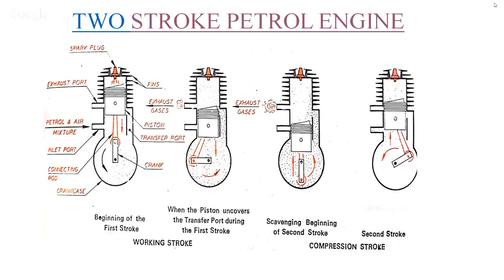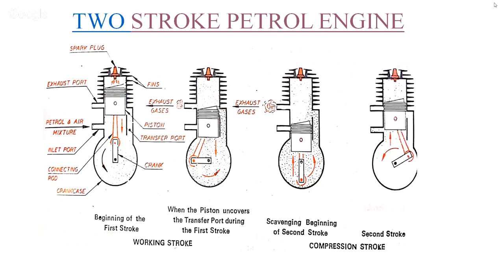This also consists of top dead center and bottom dead center. At the beginning of the first stroke, the piston is at TDC. Now the piston is moving downwards. It can be explained in two methods, upward stroke and downward stroke, or inward stroke and outward stroke. In different books, it is explained in different manners. Now, consider the piston moving from TDC to BDC.